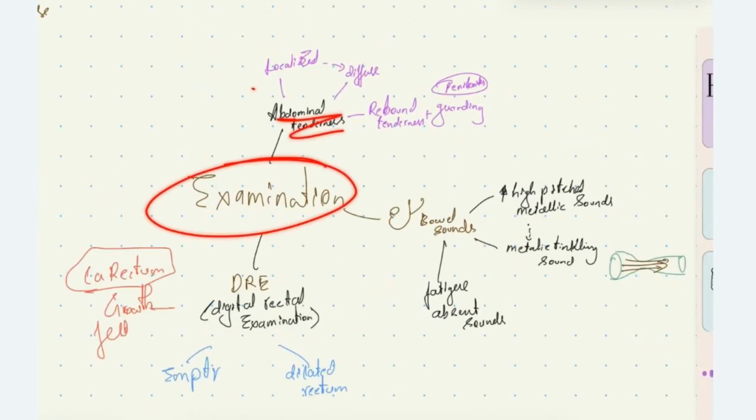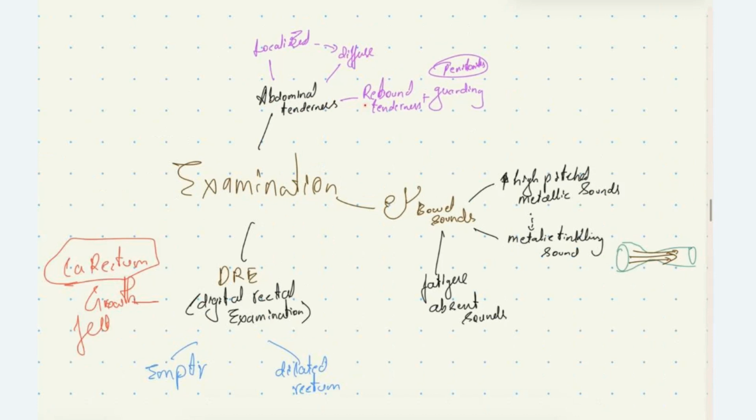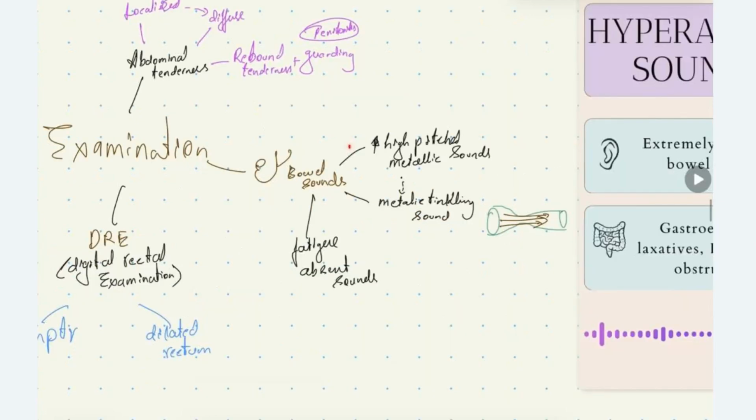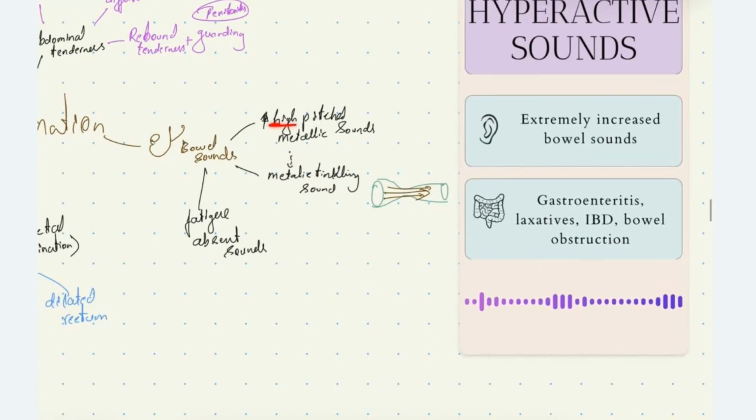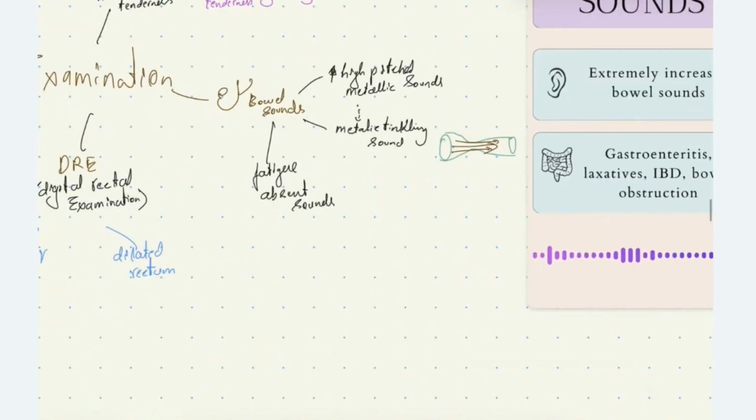Then, on examination, we'll see abdominal tenderness. Initially, it will be localized. Then the patient will develop diffuse abdominal tenderness. If the patient has rebound tenderness and guarding, it suggests peritonitis. Then the bowel sounds. The bowel sounds that we hear in intestinal obstruction are high-pitched metallic sounds. We hear them due to the increased peristaltic movements, the vigorous peristalsis that I explained initially. There will be increased high-pitched metallic sounds, followed by metallic tinkling sounds, which are due to the passage of intestinal contents through the partial intestinal obstruction.